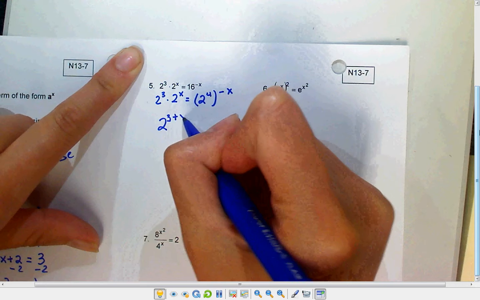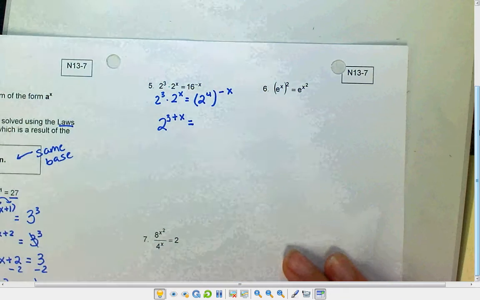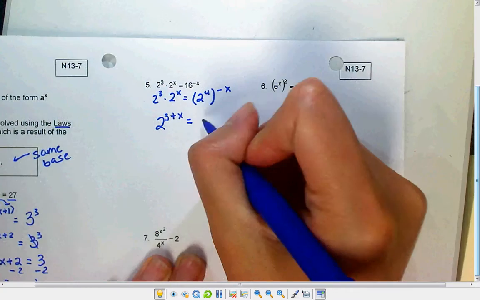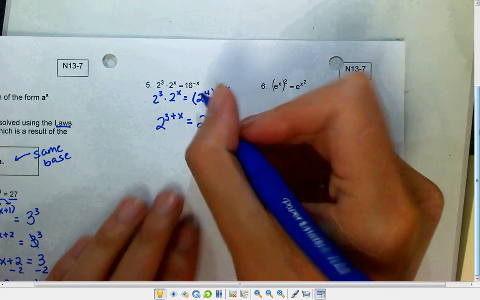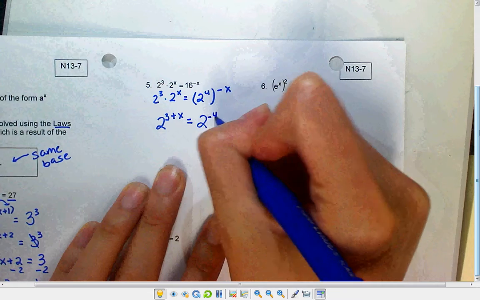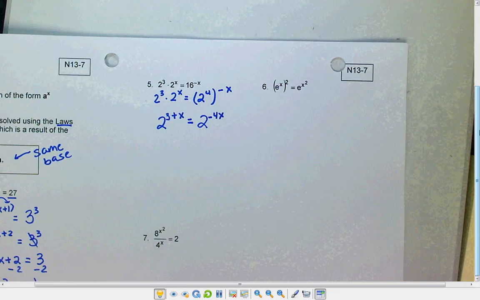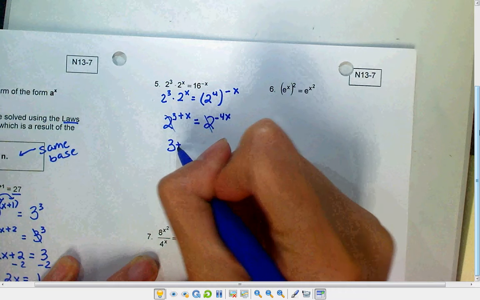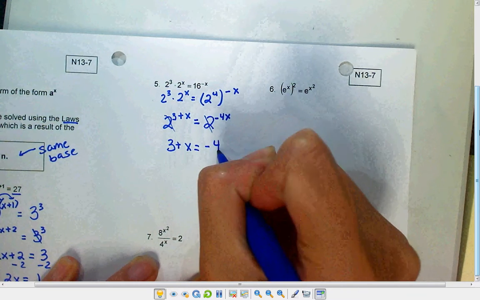I'm going to add them together. Whereas for this one, I have one of the same base. What do I do with the 4 and the negative x? Multiply. So 4 times negative x is negative 4x. So again, I now have the same base, so I can just bring down my exponents. I have 3 plus x is equal to negative 4x.